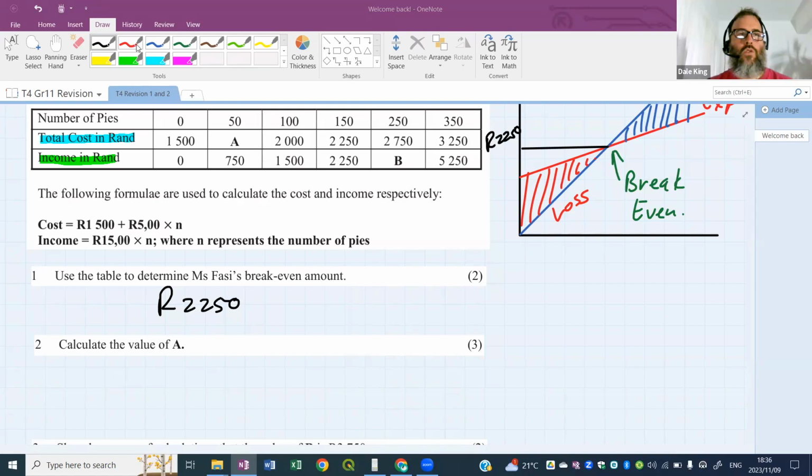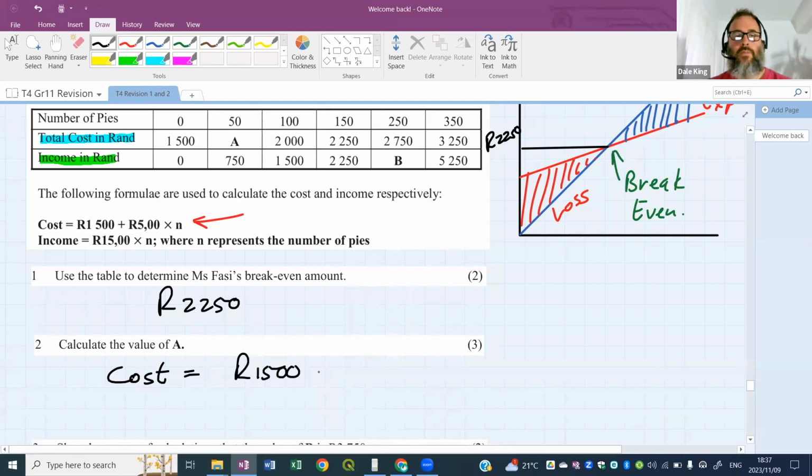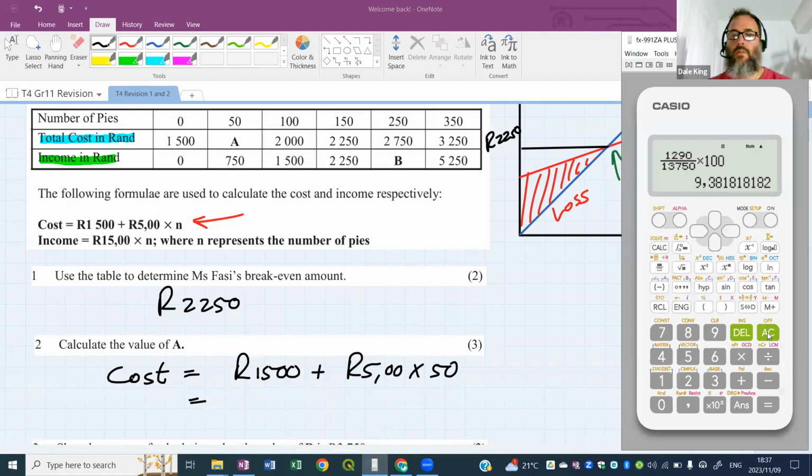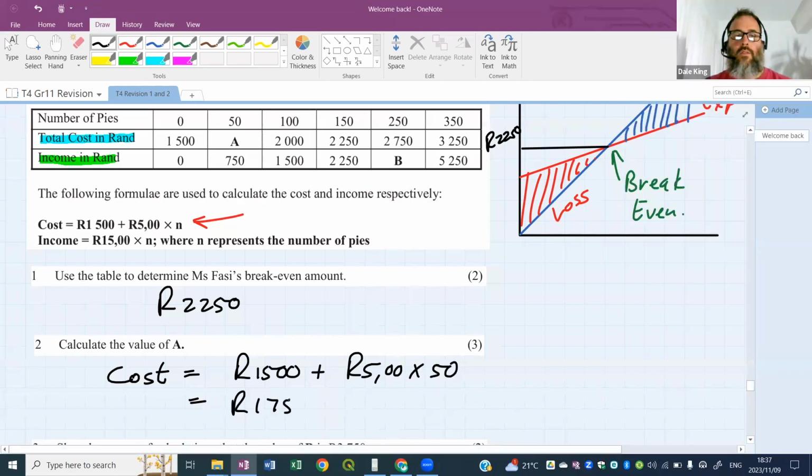That means we need to use this equation or formula here, the top one. A is a cost because it's in the cost row of the table. So we're going to use the cost formula, and the cost will equal 1,500 Rand plus 5 Rand times the number of pies. And for A, the number of pies is 50. Then we just get our calculator out and do this math. So we're going to say 1500 plus, and I always like to use brackets. And we get 1750.